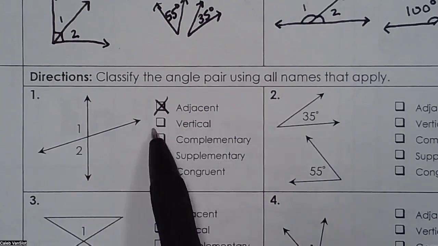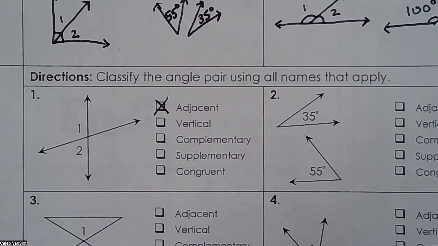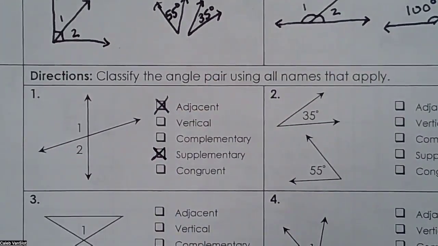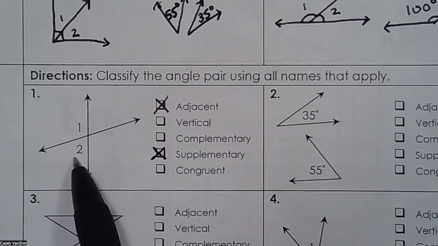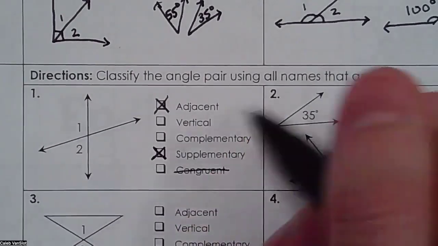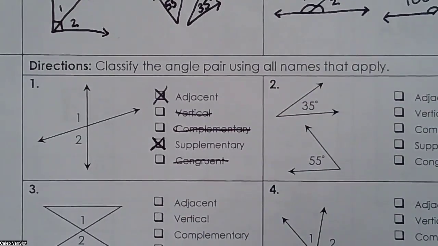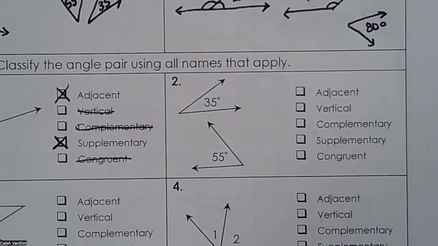Are these vertical? No, right? That means they'd have to be on opposite sides, and they're not. Yep, they're supplementary, right? They add up to 180 as well. Okay. Do these look like they're exactly the same angle? No. So we can cross off those. You don't have to cross them off, but again, just so that you guys can see the ones that they definitely are, right? They're adjacent and they're supplementary. Okay, let's look at number 2.